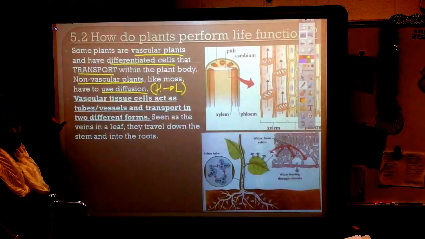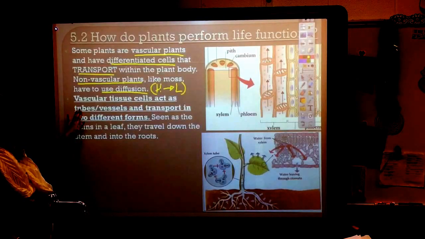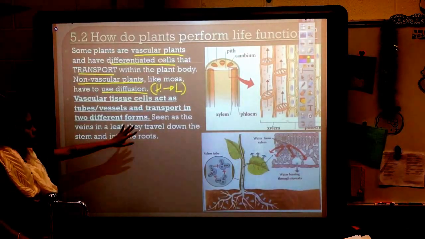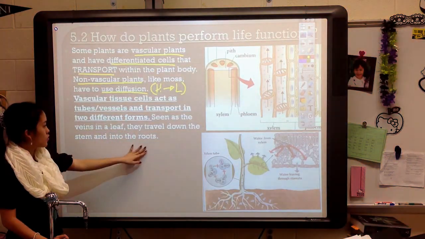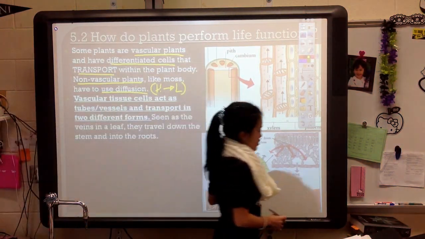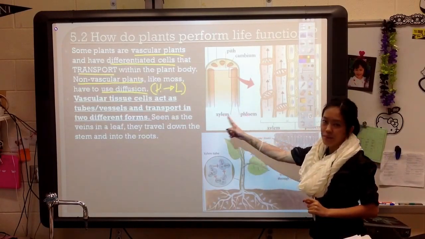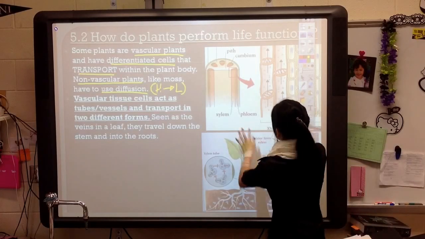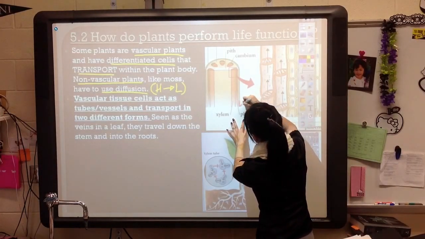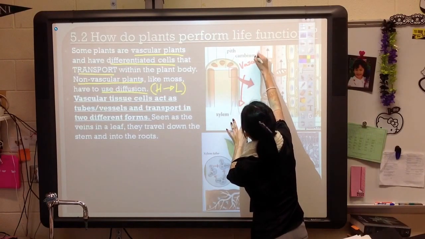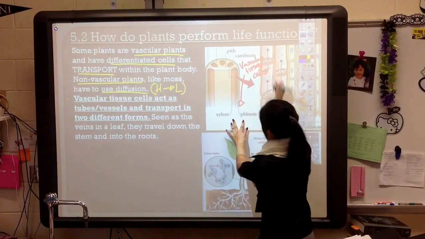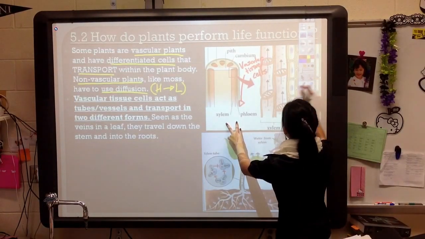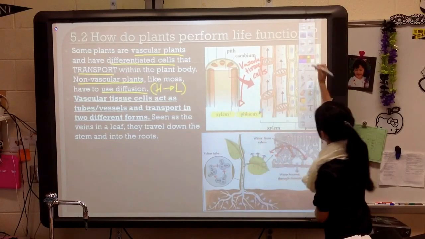So vascular tissue or vascular cells act as tubes or vessels and transport in two different forms. So if you look at the picture, in the veins of a leaf, they travel down the stem and into the roots. If you're looking at the pictures that you have here, you have two types of vascular tissue. So let's label this. Okay, this is vascular tissue or cells. Okay, a bunch of cells make up tissue. You have xylem and you have phloem.